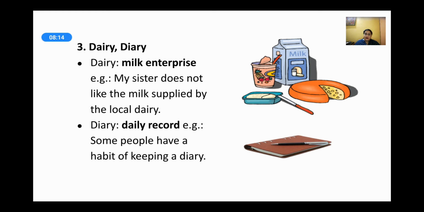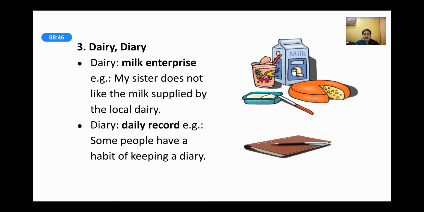Time and again I have seen the two words dairy and diary confused. First, look at the spelling there. D-A-I-R-Y. The word dairy means milk enterprise. That is related to all the milk products that come out of the enterprise there. For example, look at the pictorial representation. All the milk products like milk, cheese, etc. are there. So my sister does not like the milk supplied by the local dairy. The dairy here refers to milk enterprise, D-A-I-R-Y.